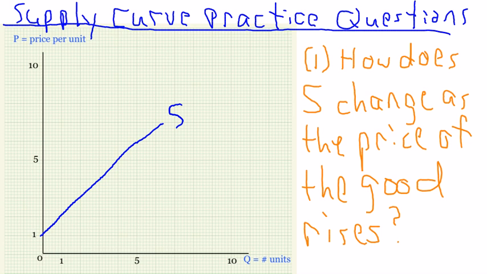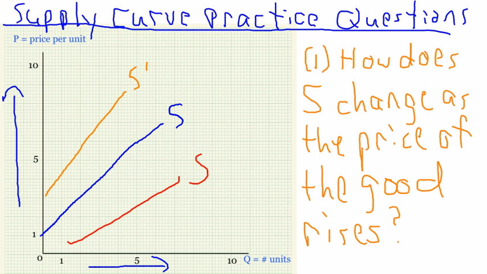And before trying to answer this, I want you to note some things. I want you to note what this y-axis is. The y-axis is the price of the good. The x-axis is the quantity of the good. And this question is asking you, if price goes up, does supply shift to the left like this, or does it maybe shift to the right like that? You might want to pause and think about how you would answer this question.